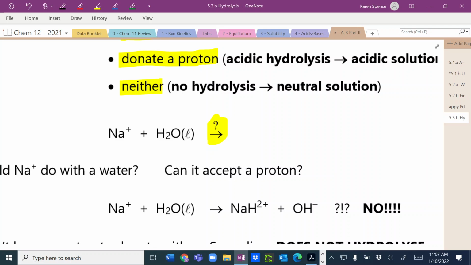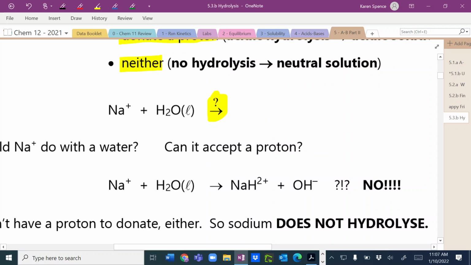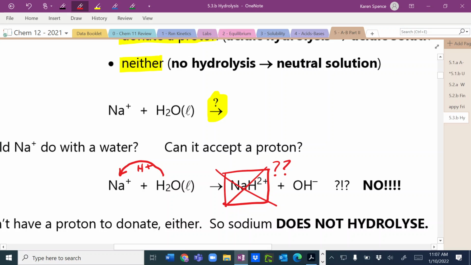Can sodium accept a proton? Well, let's look at what that would look like if we did. If we had a hydrogen move from water over to sodium, now we would have two positive charges, and we would have an H. And what on earth is that thing? Like, that's just crazy. So no, we don't get that. If it looks too bizarre, and it's not on a data sheet, then it's not something you need to deal with.